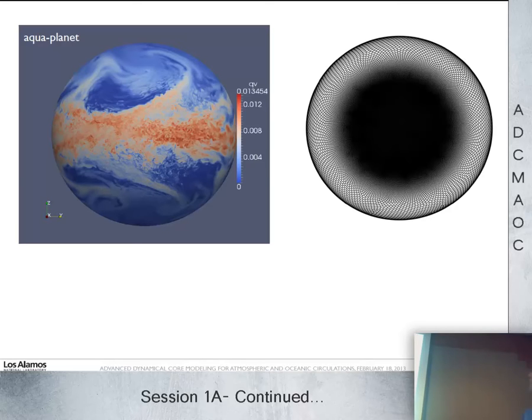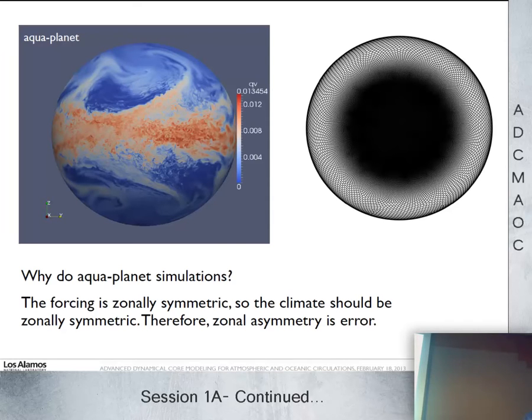And so all of our bi-8 meshes are going to use 30 kilometers in the high resolution and 240 kilometers in the low resolution. Then you might ask, why in the world would we want to evaluate our multi-scale mesh method in this aquaplanet simulation? That's because all of the forcing is symmetric, and so we know that the climate of the system should be symmetric. And therefore, if we put down this multi-scale mesh, any deviation from zonal symmetry is error. So this is a very easy way to assess, to evaluate the quality of our simulation.